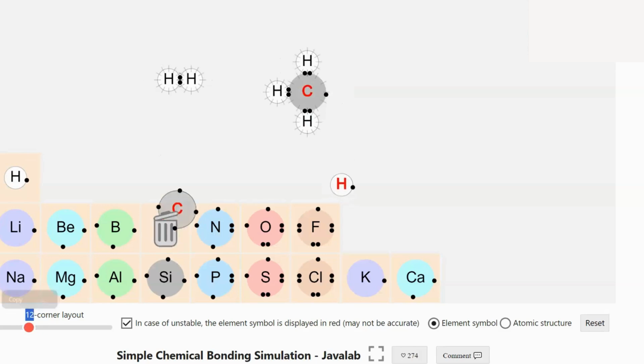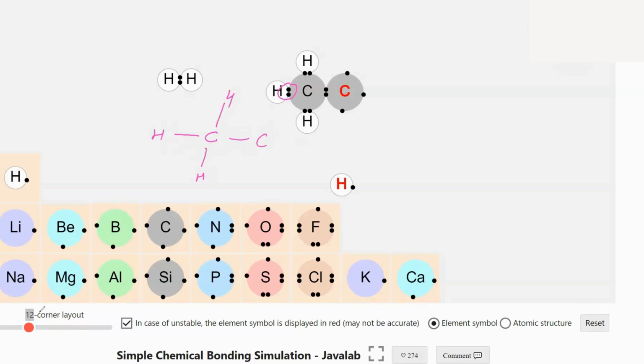If I add one more carbon, this is a single bond. Every time I share an electron, I represent it with a single line, a single bond, between another carbon.